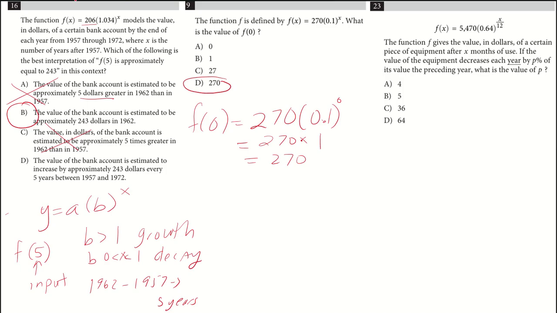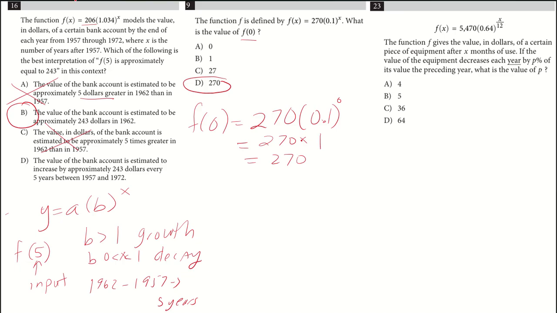So that could be a trick answer, that number 1. Also, 0 could be a trick answer because the input is 0, but they didn't ask you about the input. Output is always the f of x, or in this case, f of 0. So be careful of A and B as trick answers.